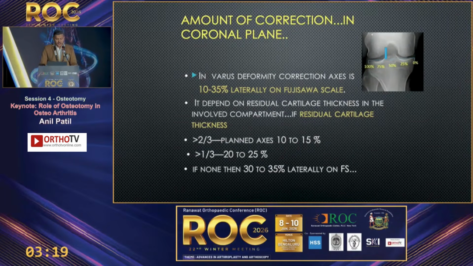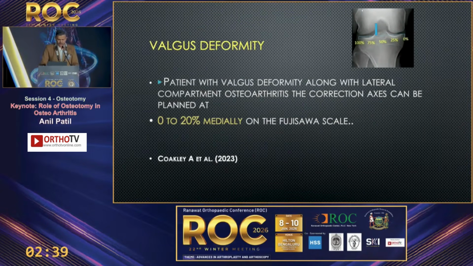As I said, now when I came back to the varus deformity, where do you keep this point of correction? Normally, what we plan to do is around 62 to 65%, that is on the lateral side, from medial to lateral when you go. But if the cartilage thickness is between two-third and one-third, then it is going to be a 10 to 15% shift. But if it is going to be one-third and below, then you are going to be around 20 to 25% from the center is the point where you are trying to achieve the point of correction.